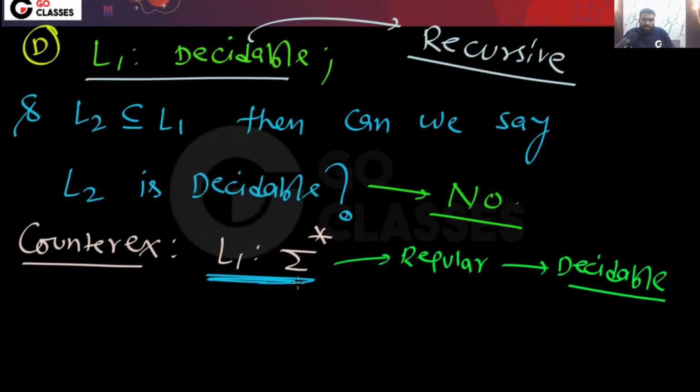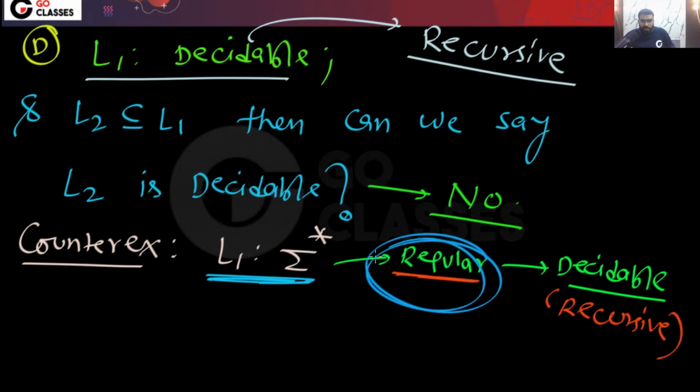Now take this sigma star. This is regular. Every regular language is recursive. Decidable means recursive. Every regular language is DCFL. Every DCFL is CFL. Every CFL is CSL. Every CSL is recursive. Is this clear? So you can see this L1 is decidable.